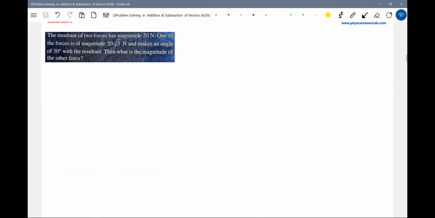Let me take the next one. The resultant of two forces has magnitude 20 Newton, one of the forces has magnitude 20 Newton and makes an angle of 30 degrees. I think the priority should again be the vector diagram. So there is one of the forces of magnitude 20 root 3 Newton. And the resultant of both is how much? 20 Newton.